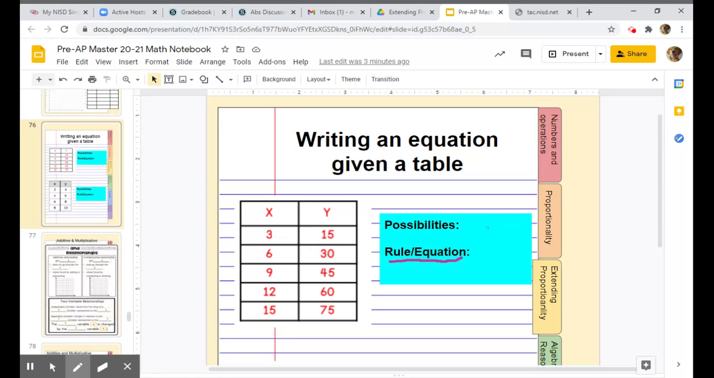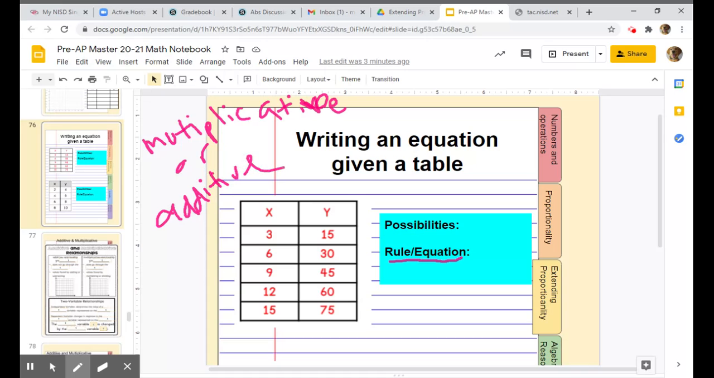Okay, so what we have to do is we have to remember that we're either going to have a multiplicative, or additive relationship. So what we have to do is we have to start with x. So this is our starting point. And we have to see, how can I get from 3 to 15? What are my options? Okay, so we're going to look at every option that we have.